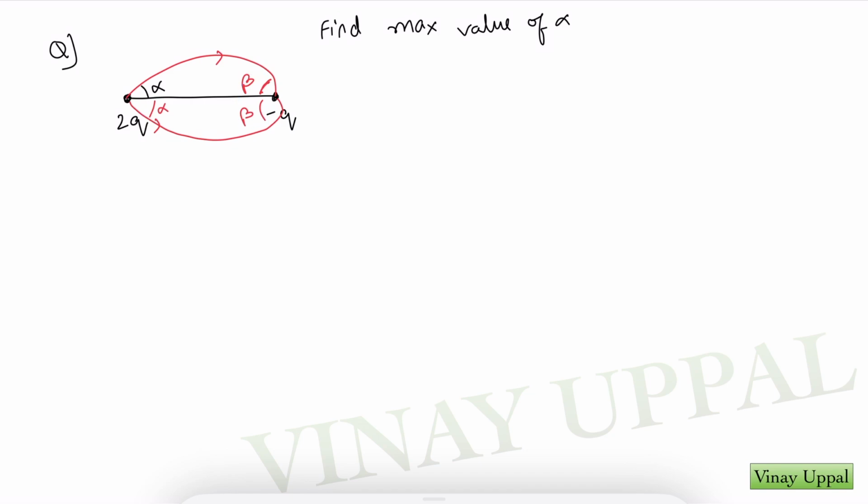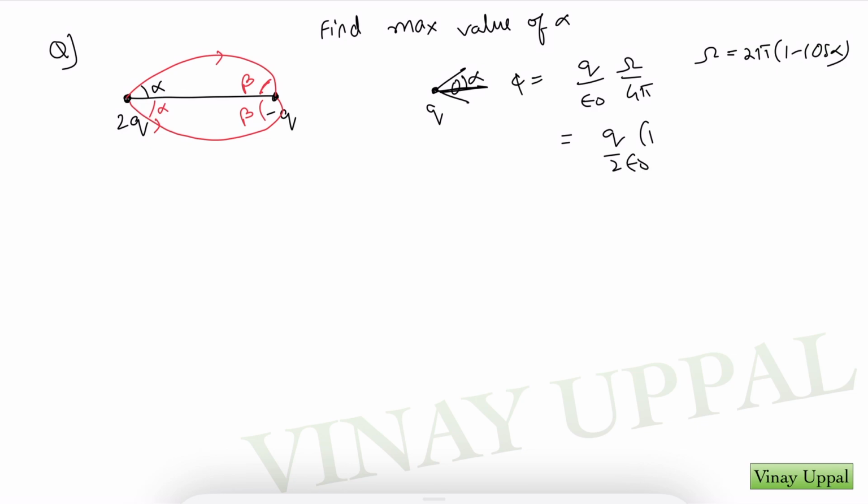So I know the flux emitted by a point charge is q by epsilon naught times omega by 4 pi. And what is omega? Omega is nothing but 2 pi into 1 minus cos alpha, where alpha is the half angle here. So this will become q by 2 epsilon naught into 1 minus cos alpha. So this is the flux emitted by a point charge.